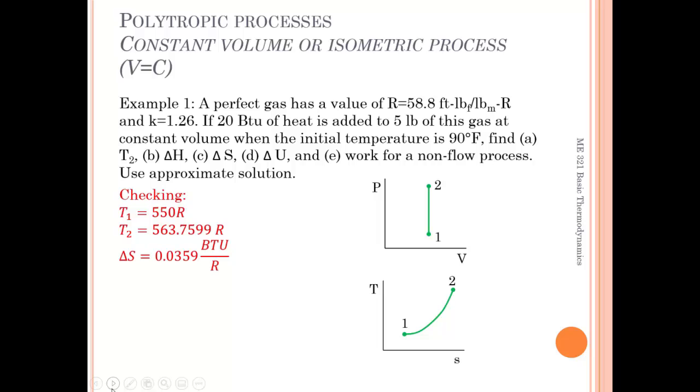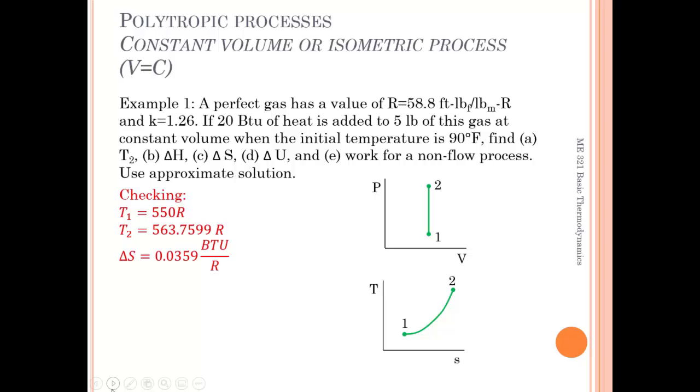Again, we now check some of our answers if they are consistent with the direction for diagrams. The given initial temperature is 550 Rankine, while the final temperature that we computed is 563.7 Rankine. This is consistent with what we have in the TS diagram since point 1 is placed below point 2.